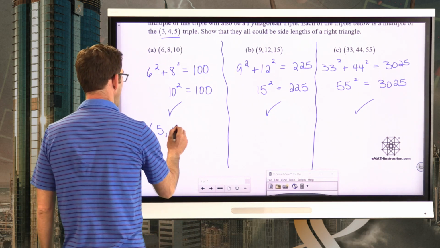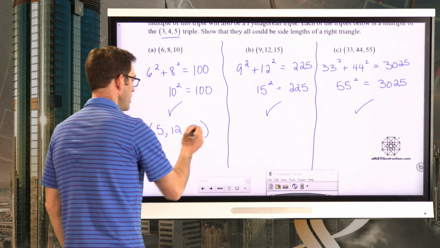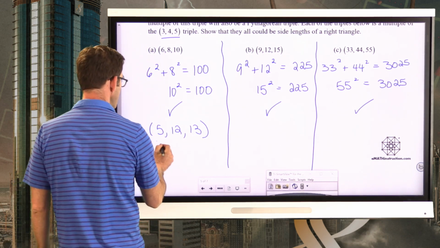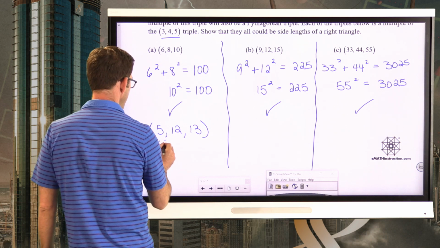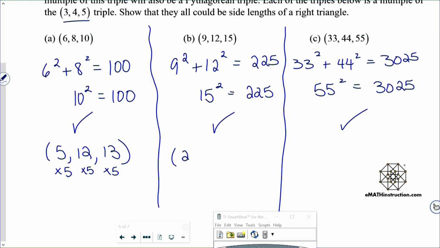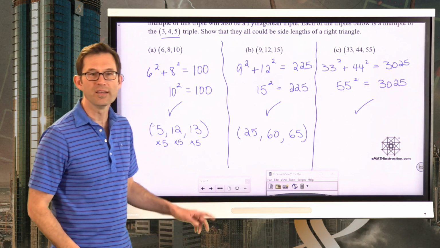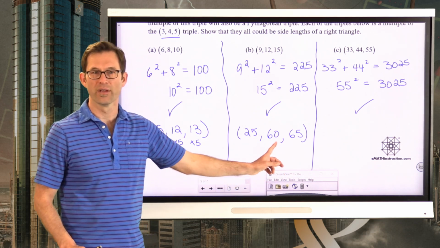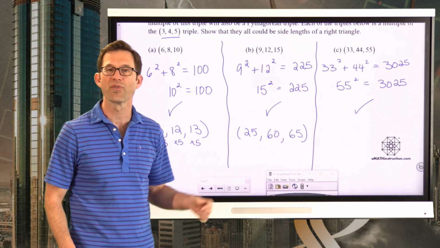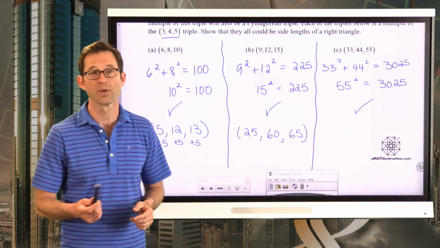All right, the moral of the story is, if you had any triple whatsoever, like for example the 5, 12, 13 triple that we looked at in the last problem, and you took each one of these numbers and multiplied them by 5, that would give me 25, 60, and 65. What you would find is that this is also a Pythagorean triple. As long as each one of these numbers gets multiplied by the same thing, the resulting triple would also be a Pythagorean triple.